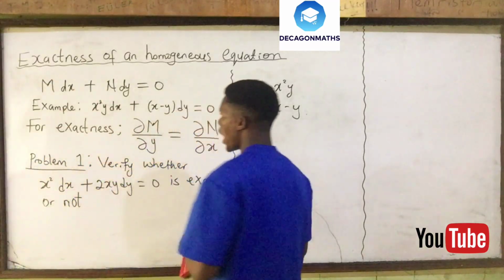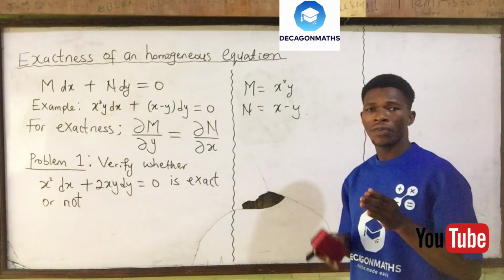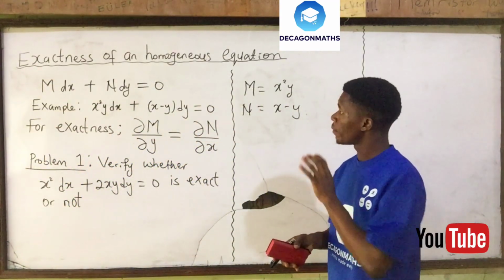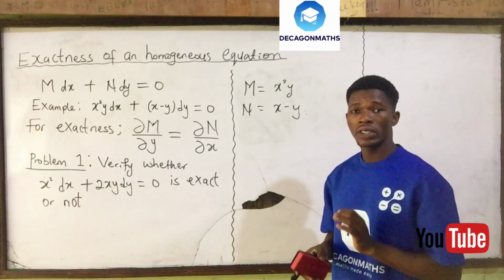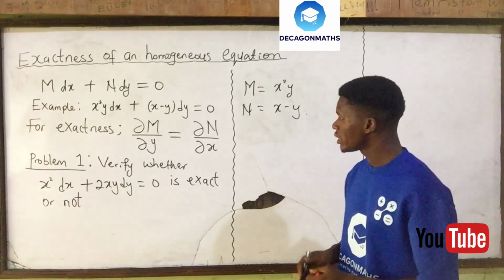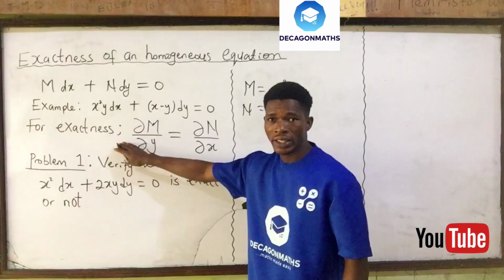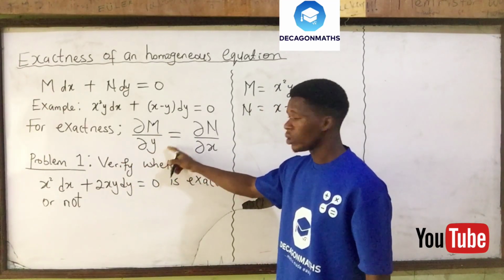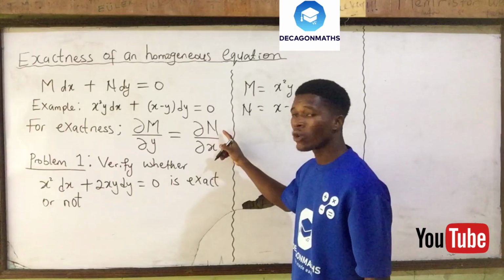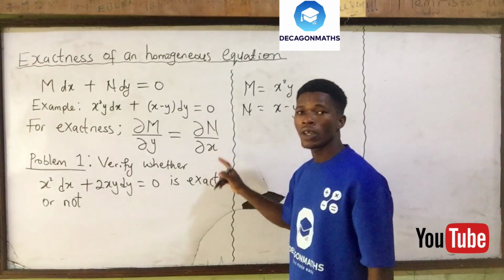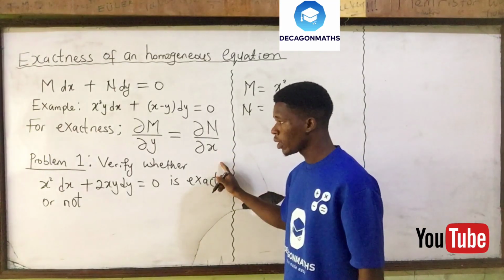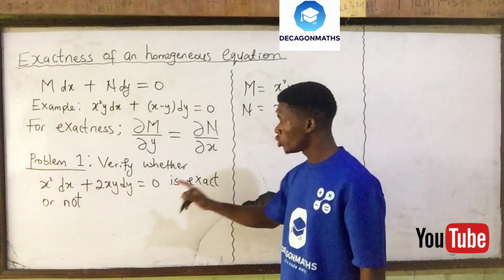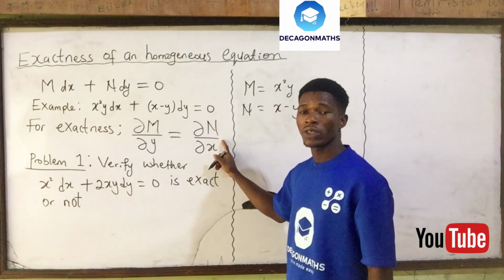Okay, now, how do you actually find out if a given equation is exact or not? Now, this is the condition for exactness. That means the partial derivative of M with respect to y equals the partial derivative of N with respect to x. Don't worry if this is not making sense now, we have a problem which we use to explain what we are trying to say here.